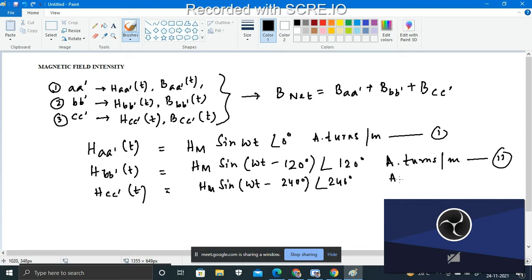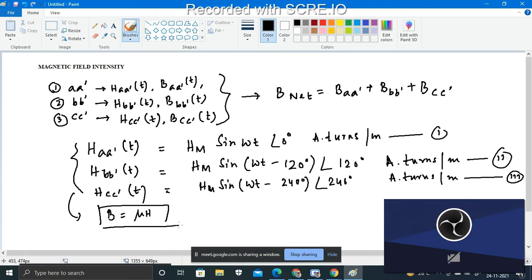So that will be my ampere turns per meter. That is my equation 3. So we are finding all the magnetic field intensity. And from there we will know the flux densities resulting from these three magnetic fields. We are considering B is equal to mu H, right? So if B is equal to mu H, from there we have to find out the values of the magnetic field for the different points.